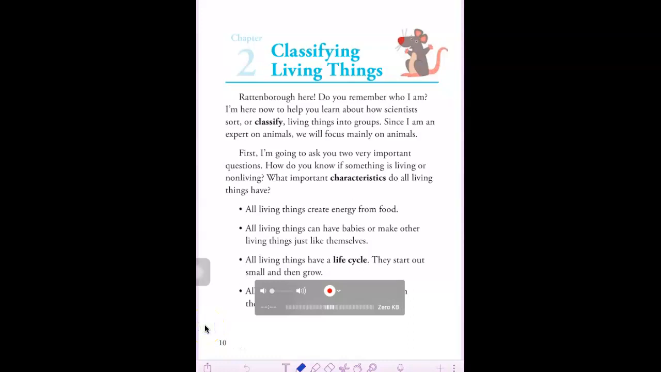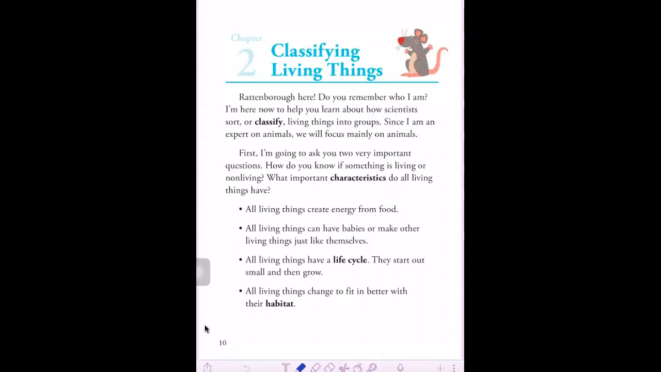Welcome to Unit 2, Lesson 2, and we're going to read Chapter 2 in your student reader. The title of the chapter is Classifying Living Things. Follow along in your reader as I read to you, and you can read with me as well.